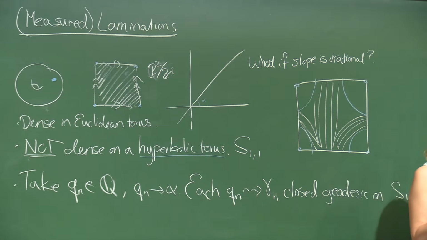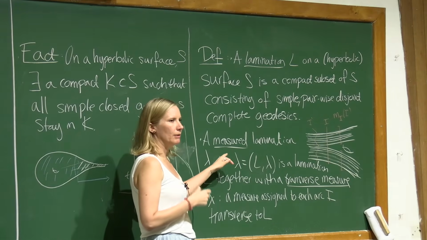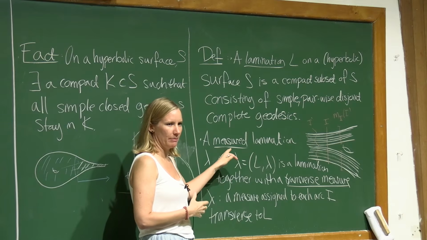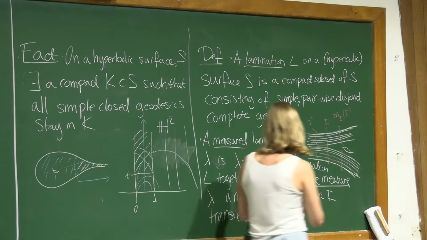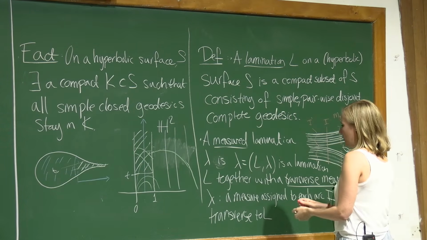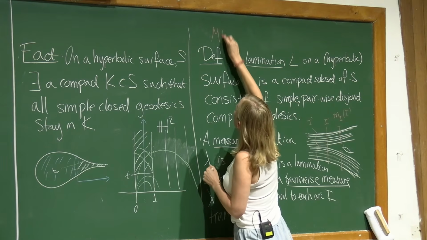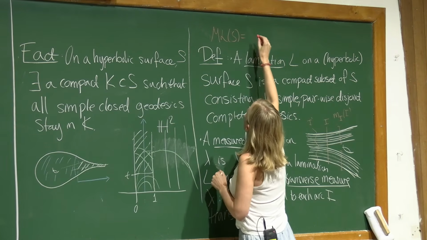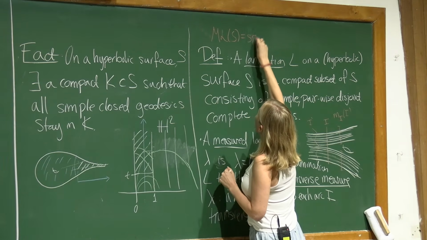But let me give you a simple example of a measure lamination, namely a simple multicurve is a measure lamination. Let me maybe introduce a notation. ML of S is the space of all measure laminations.